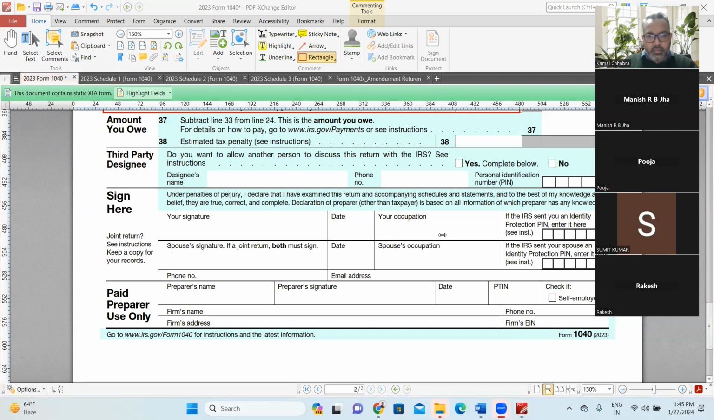Yes, Mr. Kamal, actually, how does it work? Like, we need to put our bank details over there? Yeah, it will go as an attachment when you are filing as a paid preparer use only. So if you see paid preparer, it is specifically mentioned you are using professional services, right? So here the details of the professional and the firm EIN number will go.